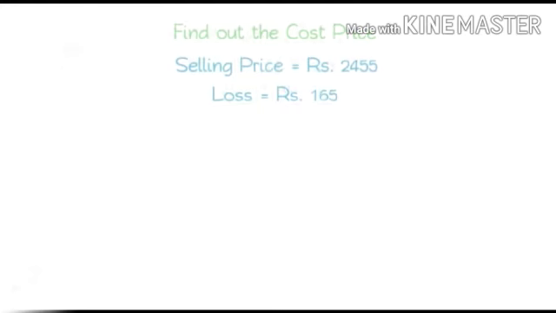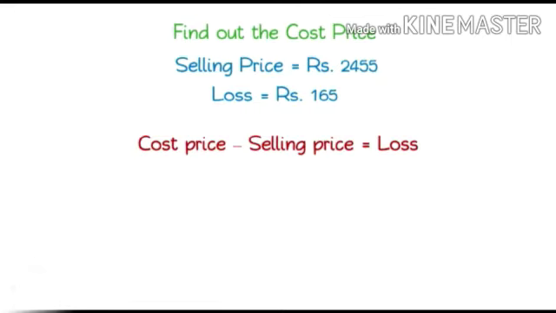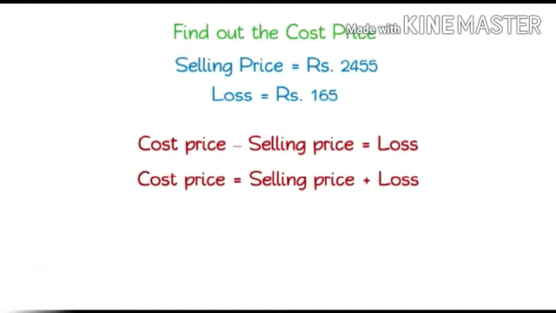In this example, selling price is 2455 and loss is 165 rupees. We need to find out cost price. Write the formula for loss: cost price minus selling price. From this formula, find out the cost price formula. Cost price is equal to selling price plus loss. Now, put the values in this formula: 2455 plus 165, which is equal to 2620.